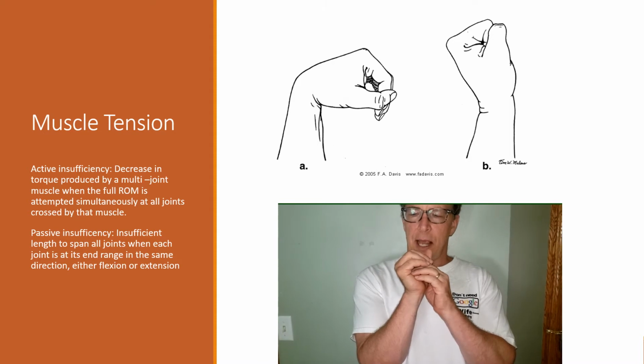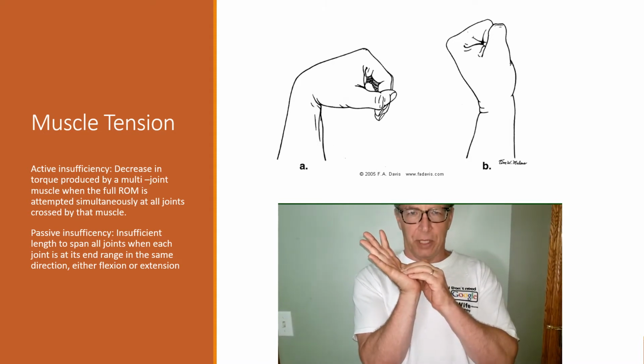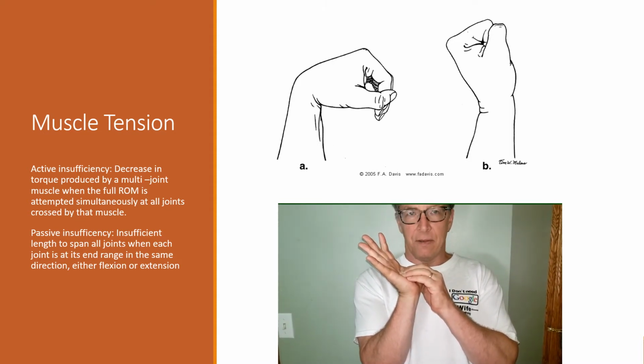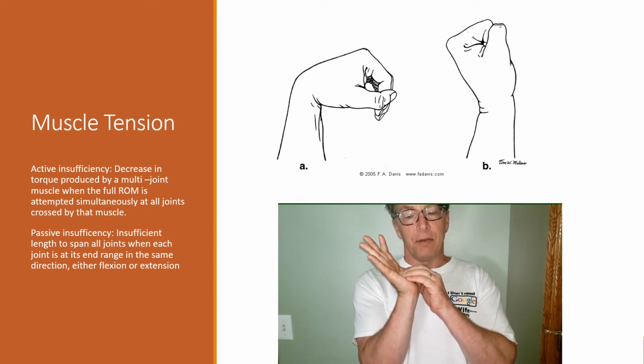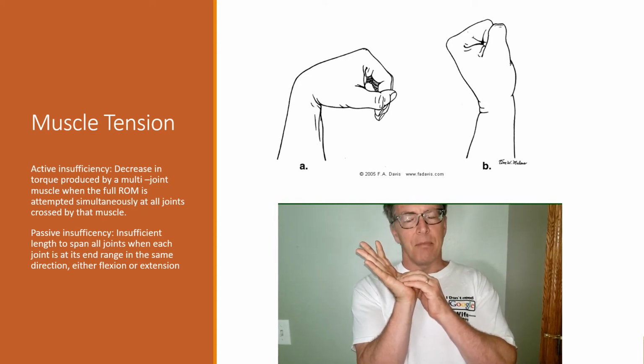The reason that you can't extend your fingers if you're holding your wrist extended is because of active insufficiency of the long finger extensors and passive insufficiency of the long finger flexors.